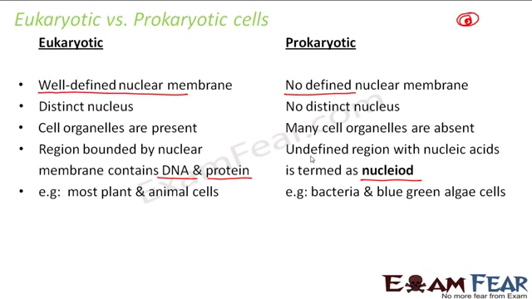But in prokaryotic cells, everything is vague. You do not have distinct organelles. You are not able to see the organelles specifically because they are not surrounded by any membranes. Similarly, there is no distinct nucleus. There is no nuclear membrane. So you just have some region which will have some nucleic acids, and that region is known as nucleoid. Right? So this is how we differentiate between eukaryotic and prokaryotic cells.